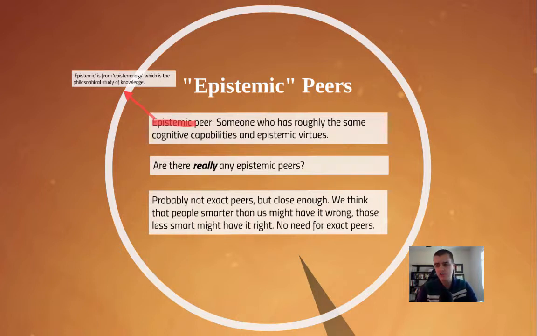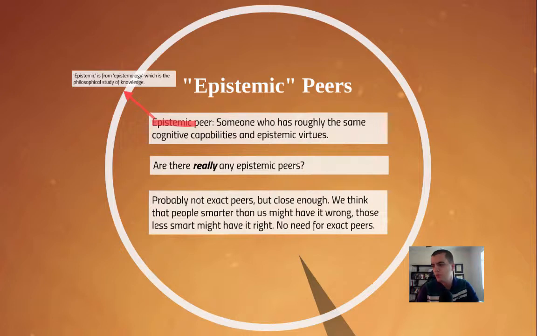I think that's actually right, that there's not going to be anyone that shares with you on all of those categories, but I don't think that's what we need for someone to be our epistemic peer. I think the key term in epistemic peer is that they have roughly the same cognitive capabilities and epistemic virtues as us.